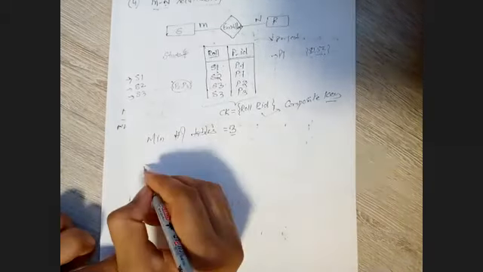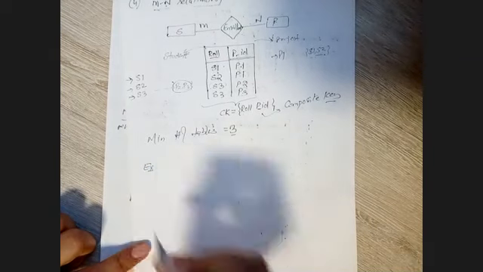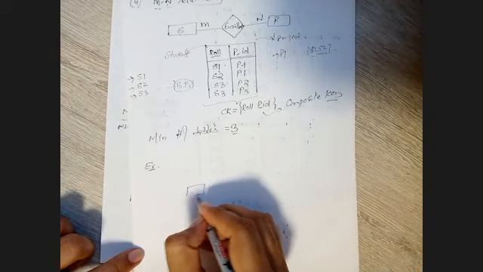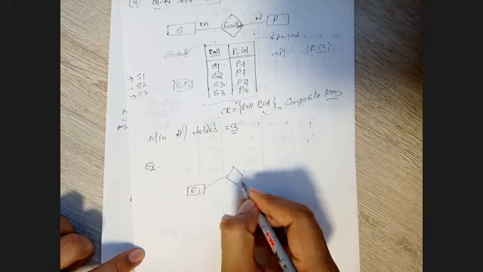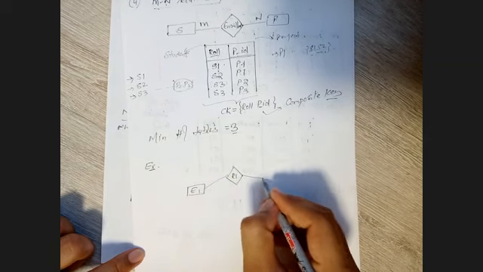So let's try to understand this with the help of an example. Let's say we have entity E1 related with relation R1, something like this.